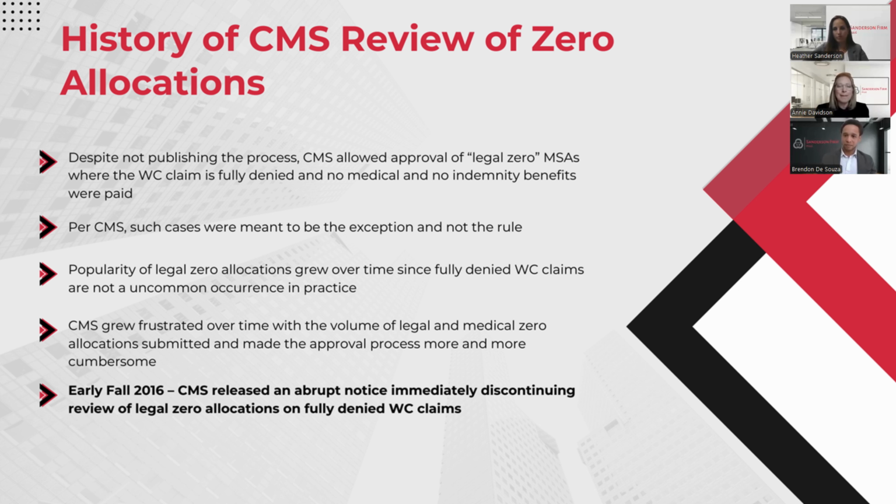CMS's position was that the legal zero, with that denied payment history and all of that, was really meant to be an exception to the rule. And what happened is they obviously became pretty popular. Denied claims aren't that uncommon in comp. In some jurisdictions, you have a pay without prejudice period where you can go ahead and investigate for maybe 60, 90, 120 days. Maybe you can pay up to $10,000 in some of these states, and then you can decide whether the claim is compensable or not.